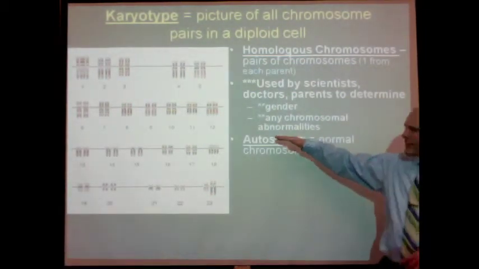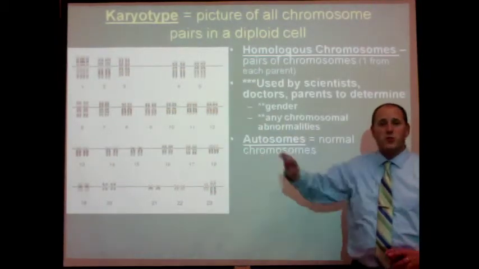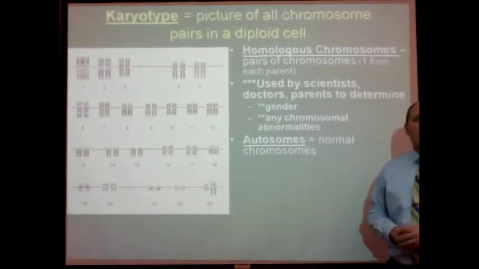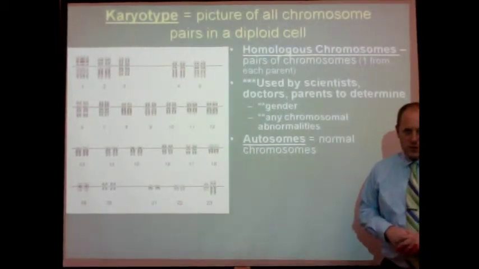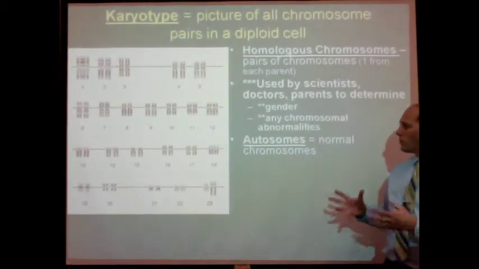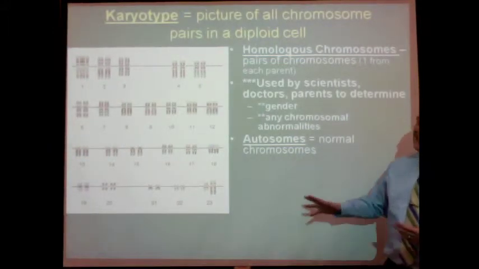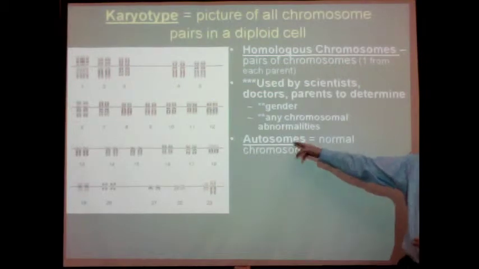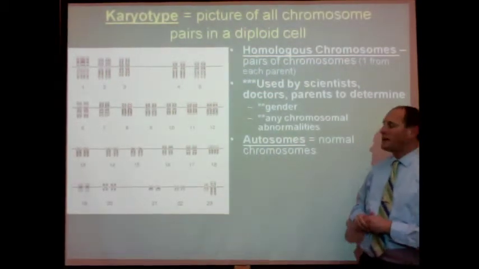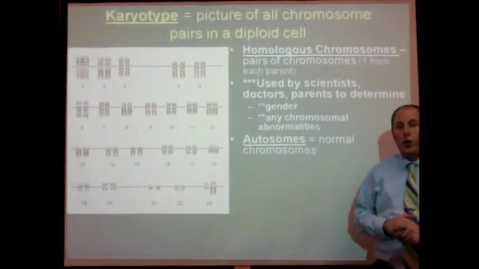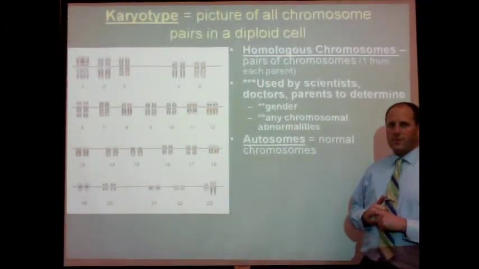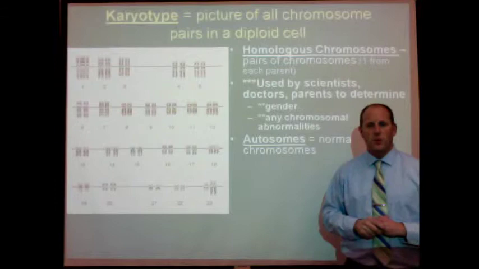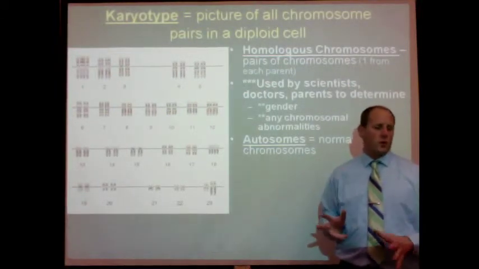We have two particular kinds of chromosomes that we look at in these karyotypes. First one here are the autosomes. These are our normal chromosomes. And in a human's case, when we look at a karyotype, write the word autosome on the left side of the line, and on the right side, normal chromosomes. The autosomes are chromosomes numbers 1 through 22. Those are all of our normal chromosomes.